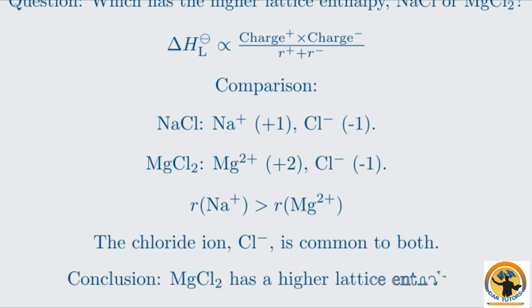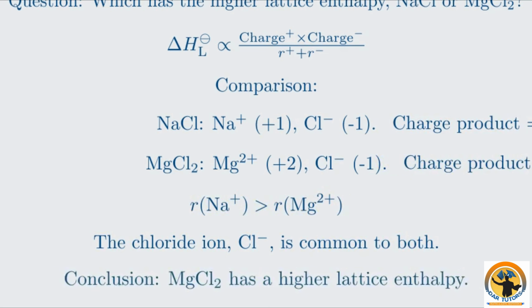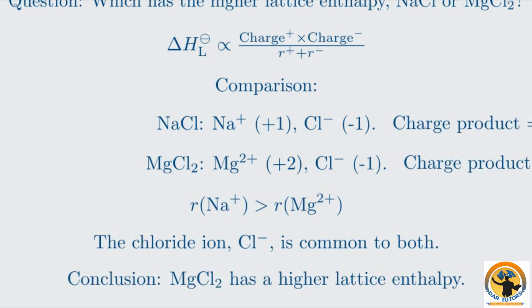Magnesium chloride has a charge product that is twice as large as sodium chloride and a smaller cation radius. Both these factors lead to a much stronger attraction and a higher lattice enthalpy. Therefore, magnesium chloride has a significantly higher lattice enthalpy.